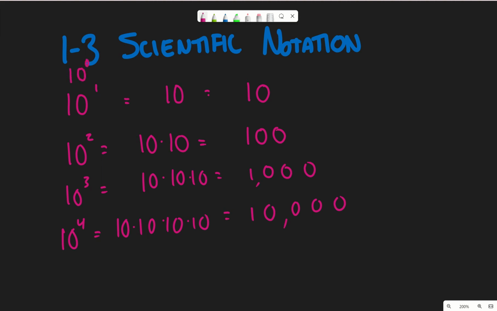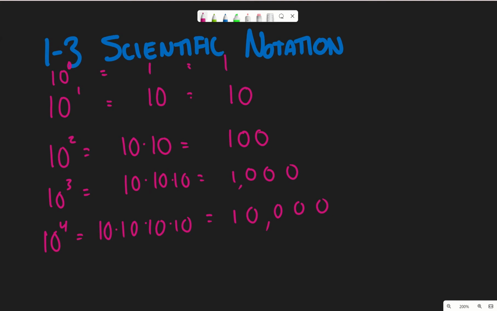Now, what I want you to see is, let's also add up to the very top, I have 10 to the power of 0. Anything to the power of 0 equals 1. Okay, so this chart here is going to be a lot of how we get to our scientific notation.